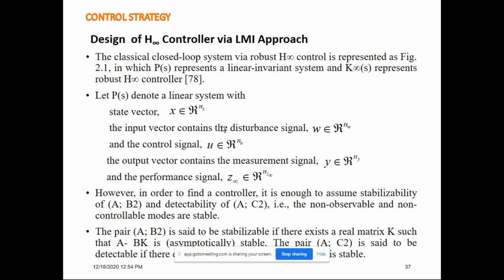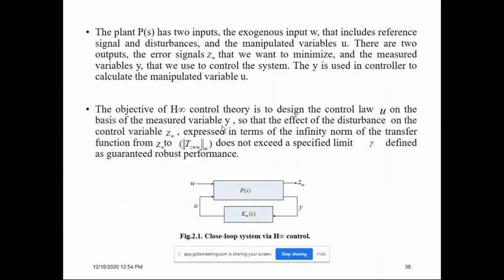So in that scenario, in that context, if you don't design the controller in accordance to that, your total objective gets defeated. So you are going for the stabilizability, detectability, non-observability and non-controllability of that, and you are getting this, your P S is the plant.